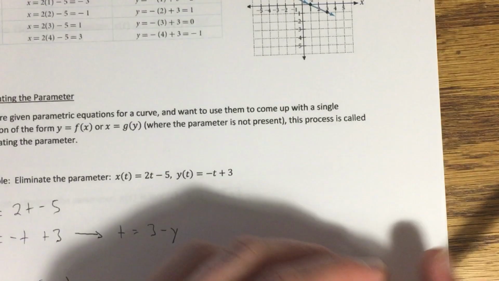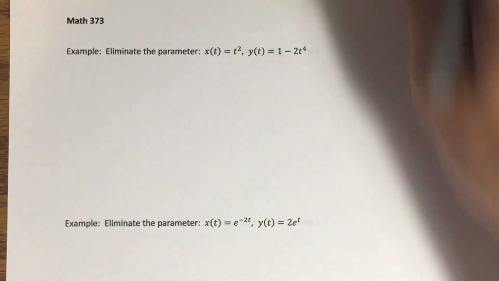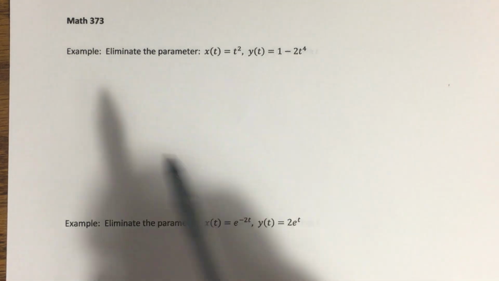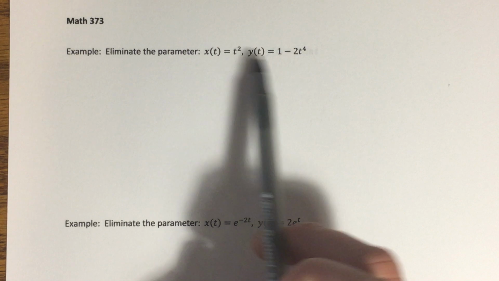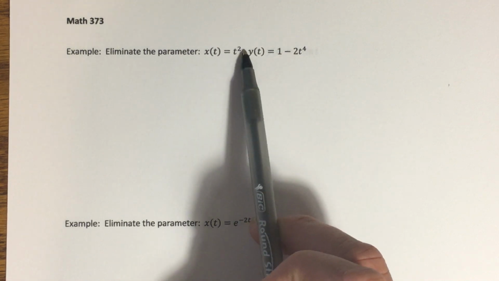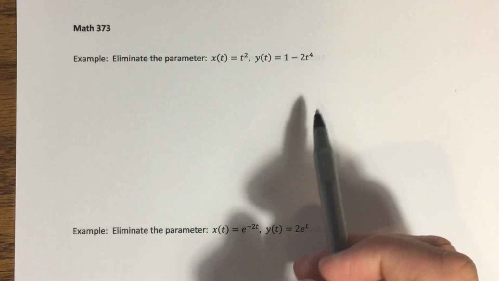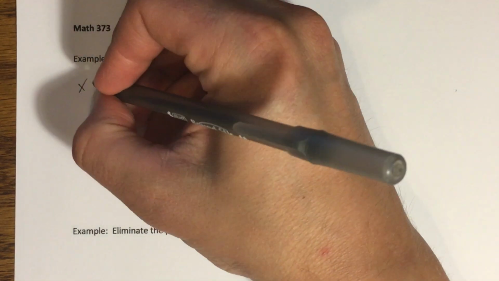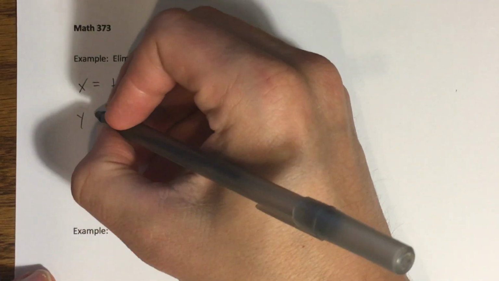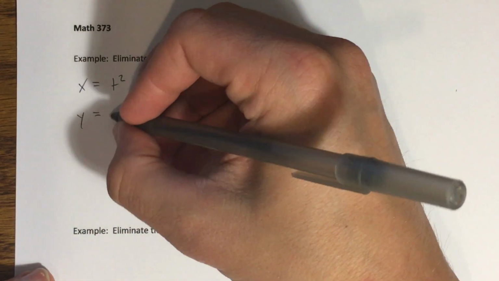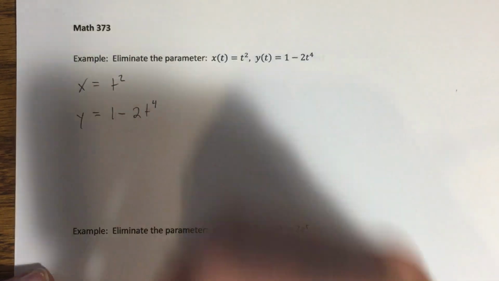So we're going to do a few examples of eliminating the parameter just with different types of parametric equations. So here's another example. I want to eliminate the parameter, and this time my parametric equations look like polynomials. X of t equals t squared, y of t equals 1 minus 2t to the 4th. So again, start by getting rid of the of t and just write x equals t squared, y equals 1 minus 2t to the 4th.